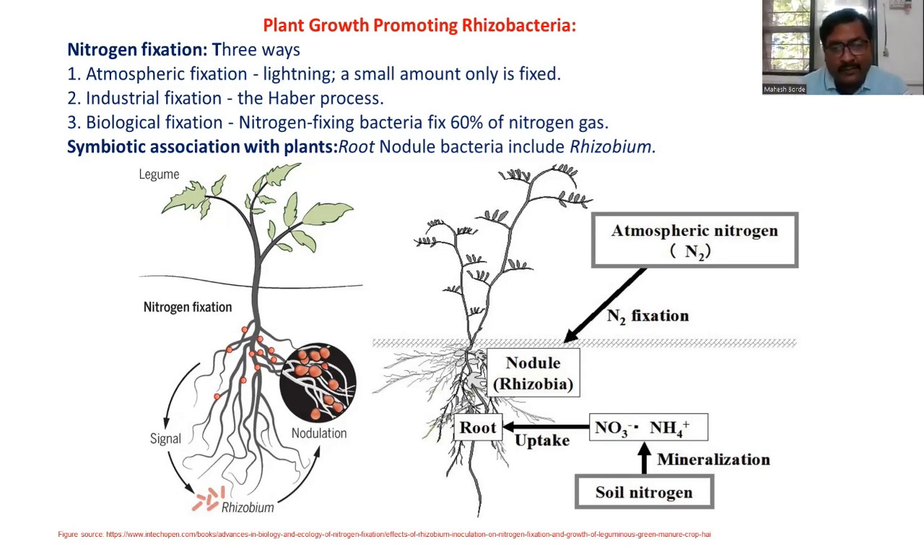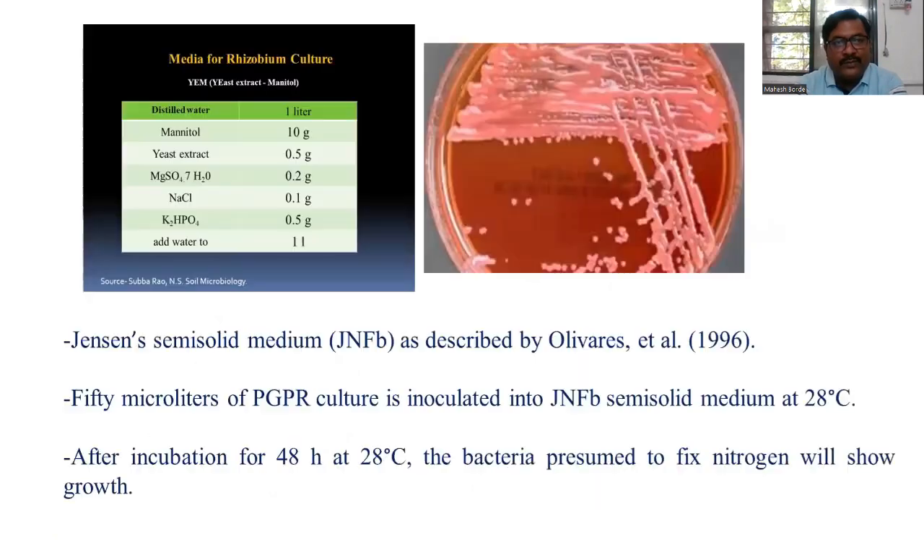So there are two main types of nitrogen fixing bacteria present in nature. One is non-symbiotic nitrogen fixing bacteria. Second is symbiotic nitrogen fixing bacteria. A well-known example is Rhizobium, which is a root nodulating, symbiotically associated bacteria. They mostly fix atmospheric or soil nitrogen in the form of ammonia or nitrate, and they give it to the plant.